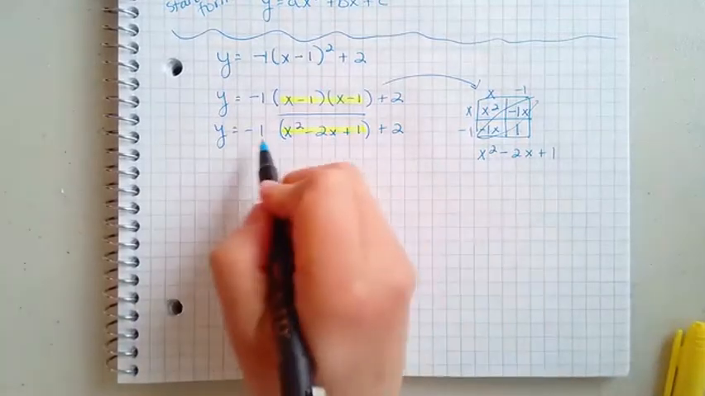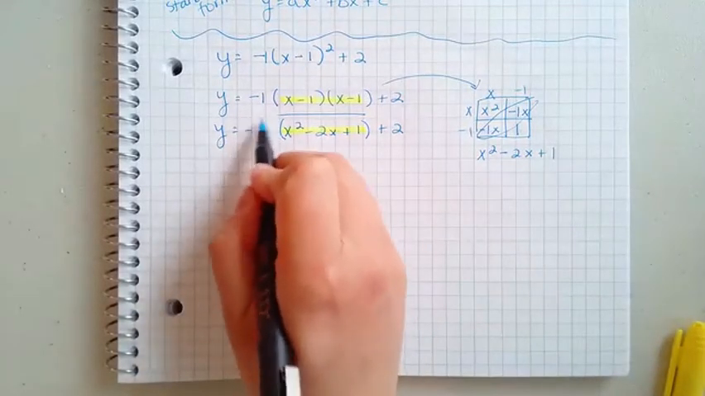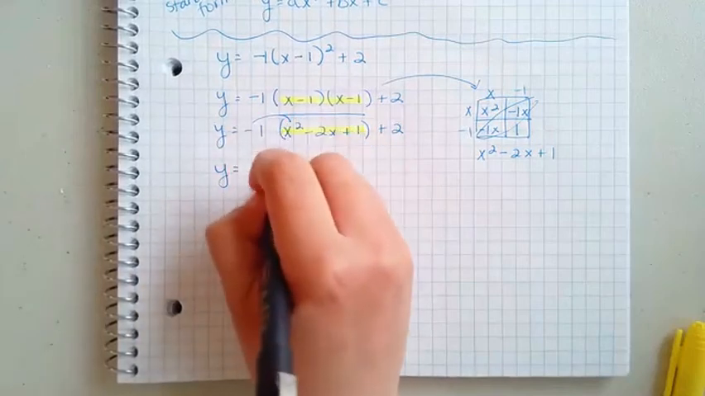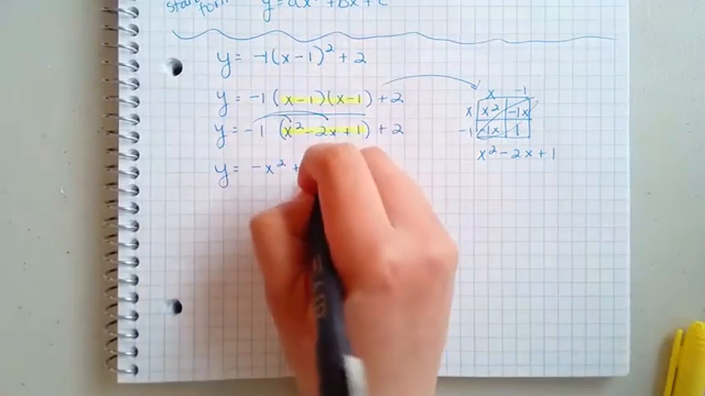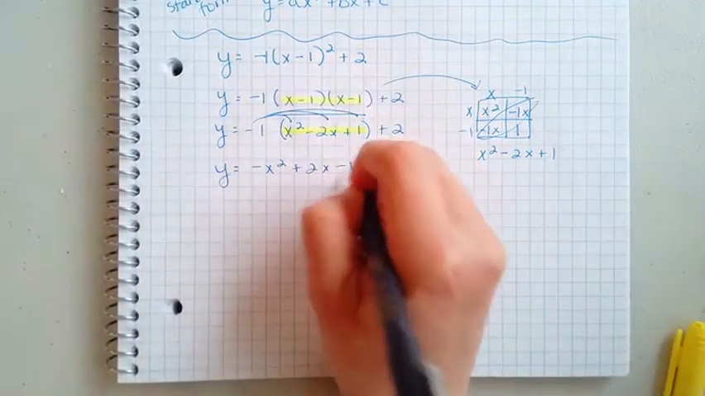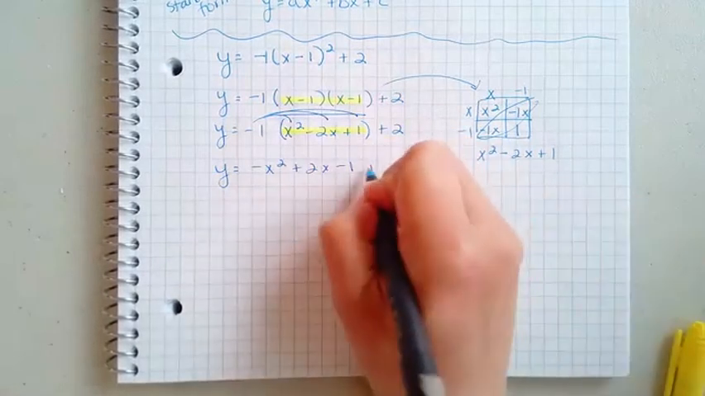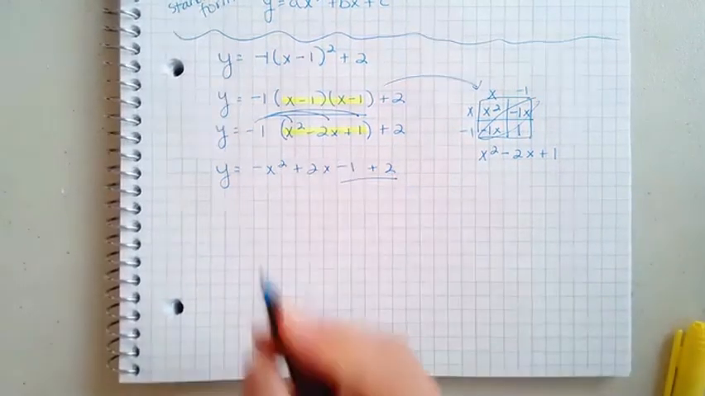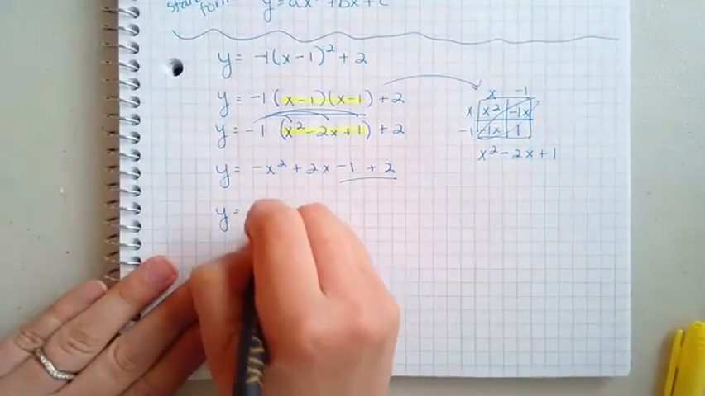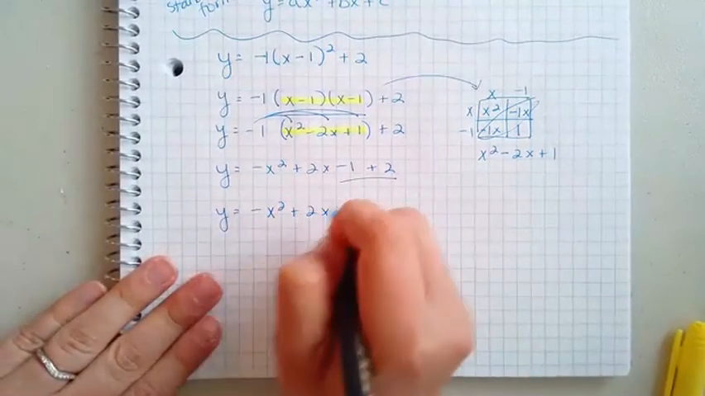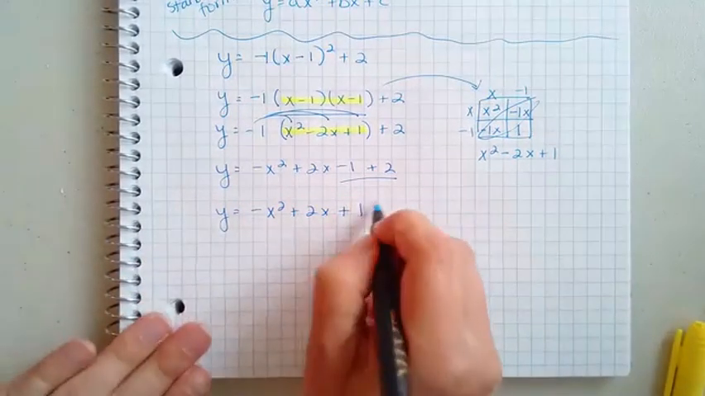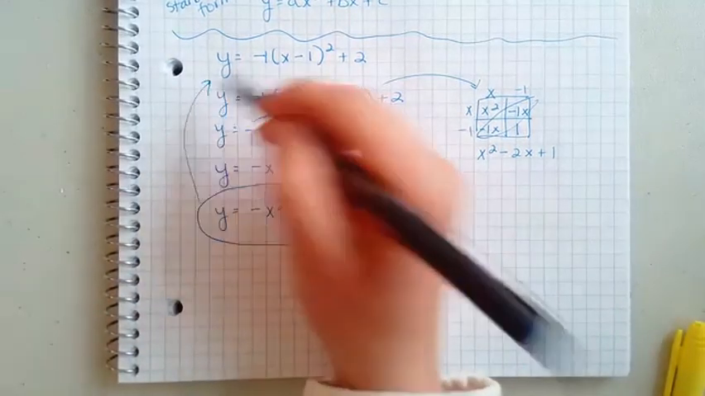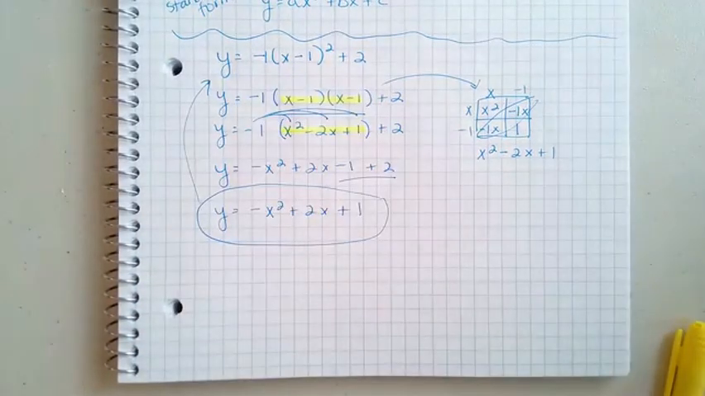Okay, now I'm going to distribute this -1. And I get y equals -x squared plus 2x minus 1. And then the parentheses don't matter. And last but not least, I'm going to combine my like terms. That is equivalent to that. They hold different bits of information.